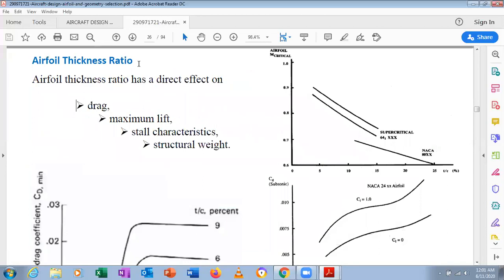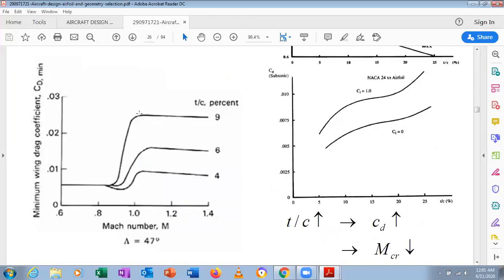Okay, so now we are speaking about the airfoil thickness ratio. The airfoil thickness ratio has a direct effect on drag. If the thickness is more, drag will be higher, and it also affects maximum lift, stall characteristics and structural weight. If thickness is more, it increases the structural weight. Correct? So we will look here: as T by C is increasing, drag is increasing, and critical Mach number is decreasing.